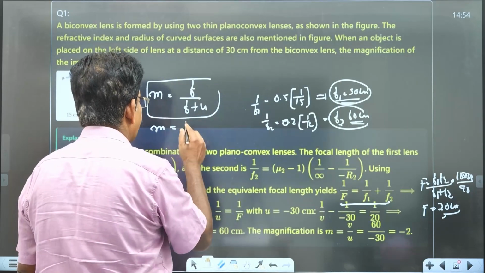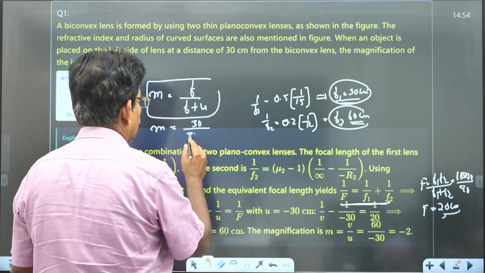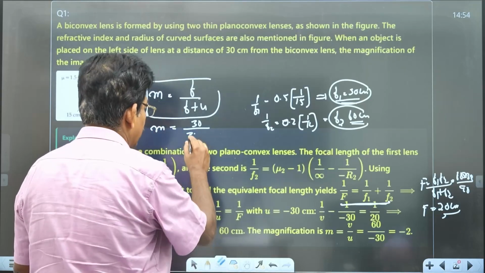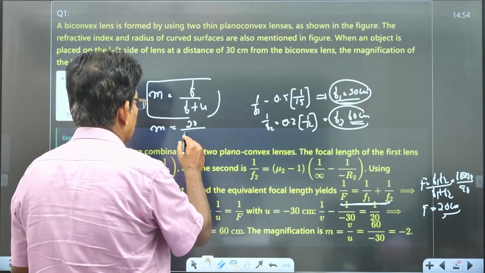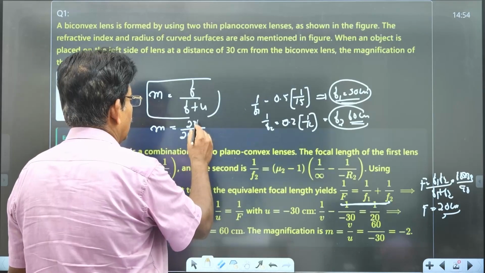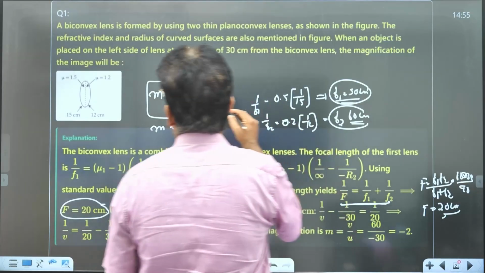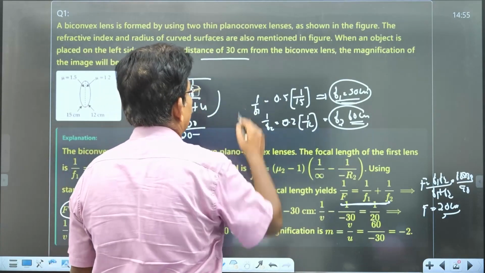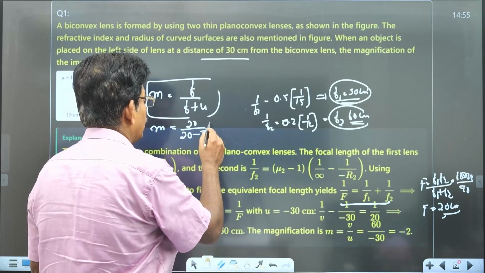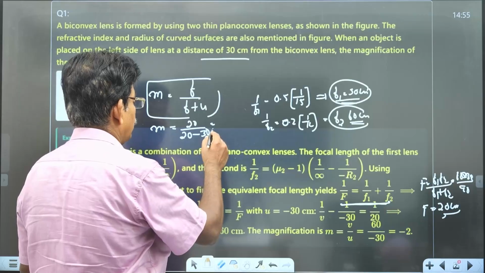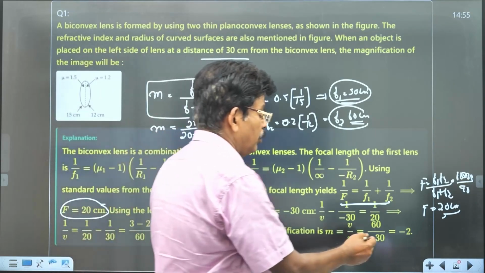Then f for the convex combination is 20, not 30. That is 20 divided by 20 plus u. While putting the value of u, the object is kept at a distance of 30 centimeter in front of the combination, so u should be minus 30. So this is 20 divided by minus 10, which comes to be minus 2. Magnification is minus 2.